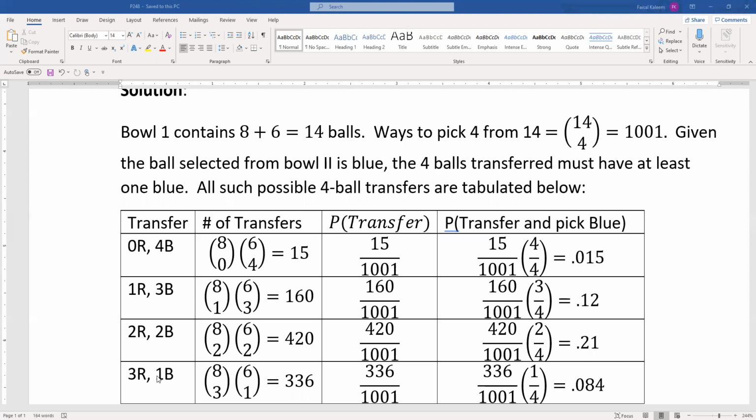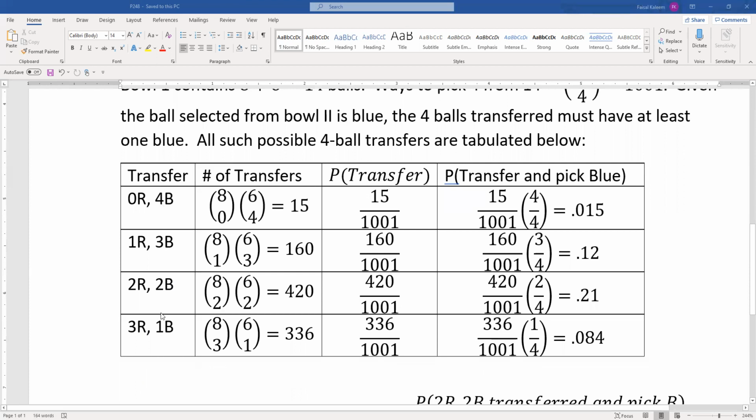Because we have to have at least 1 blue transferred, because we are given that the ball that was picked after the transfer was a blue ball. So we have to have at least 1 blue among the transfers, and these are all the possible scenarios in which the transfer of 4 will have at least 1 blue.